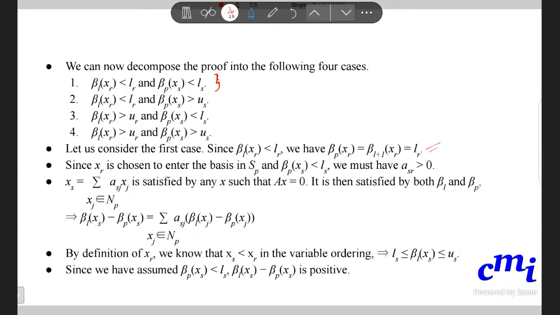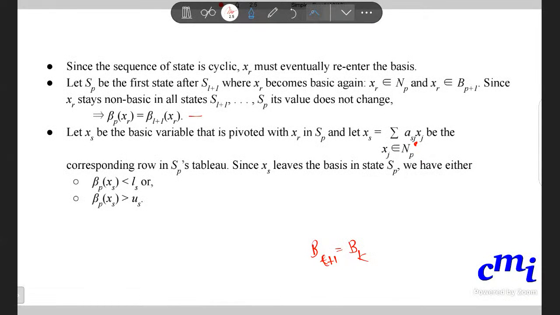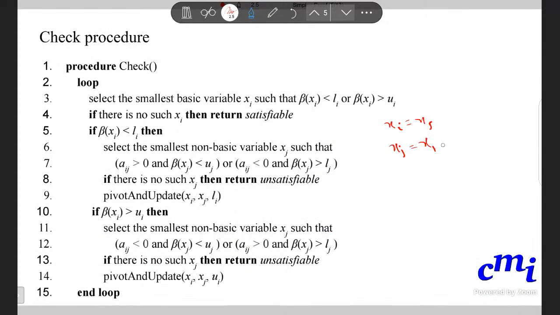Now, since XR is chosen to enter the basis in SP, and beta P of XS is less than LS, we must have this. It's worth going back to the algorithm. In this case, Xi is equal to XS and Xj is equal to XR. XS is the basic variable, XR is the non-basic variable. We have assumed that beta XS is lesser than its lower bound, so we have this case.